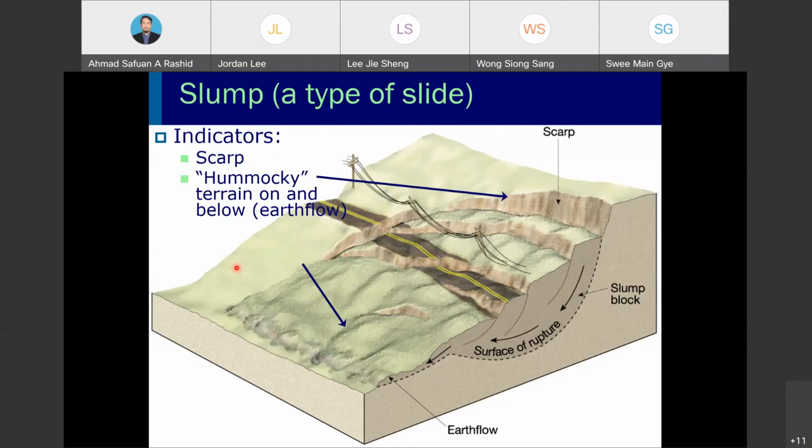So this is a slump, or we call it a rotational movement. It has a scarp. Scarp is the top or the toe of the slope. So Humoki is a type of sandstone material. So we can see the effect of the slump movement or the rotational movement.